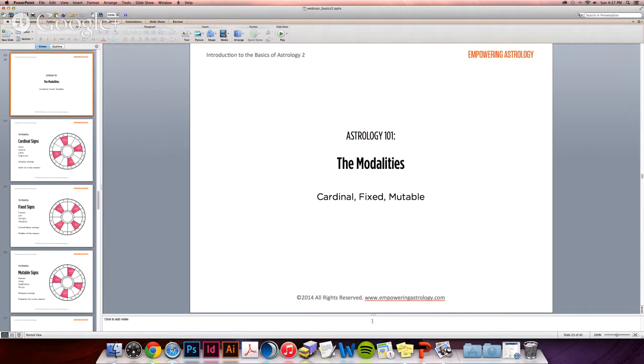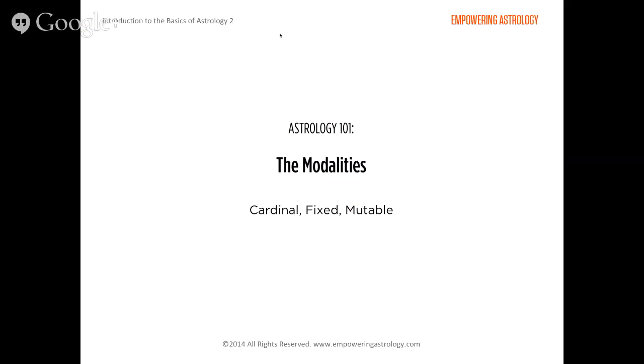Moving along to the modalities. So we just covered the elements, and we talked about the signs and what the element is, and how Cancer is always going to be a water sign and Aries is always going to be a fire sign. Those are the elements. And now the modalities: cardinal, fixed, and mutable.